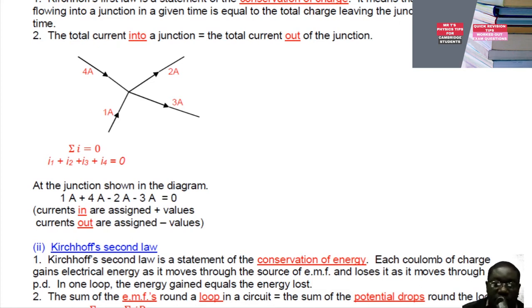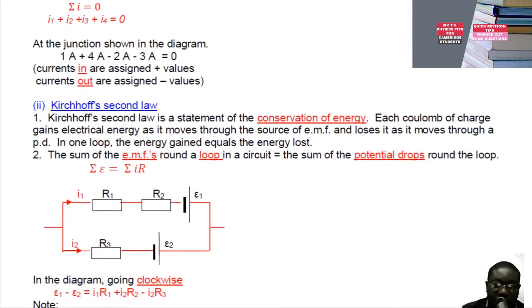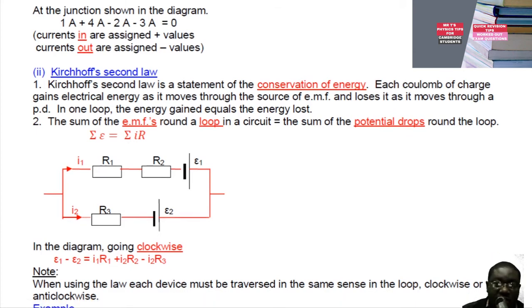Now, Kirchhoff's second law is a statement of conservation of energy. Each coulomb of charge gains electrical energy as it moves through the source of EMF and loses it as it moves through a PD. In one loop, the energy gained equals the energy lost. That is, the sum of the EMFs around a loop in a circuit is equal to the sum of the potential drops around the circuit.